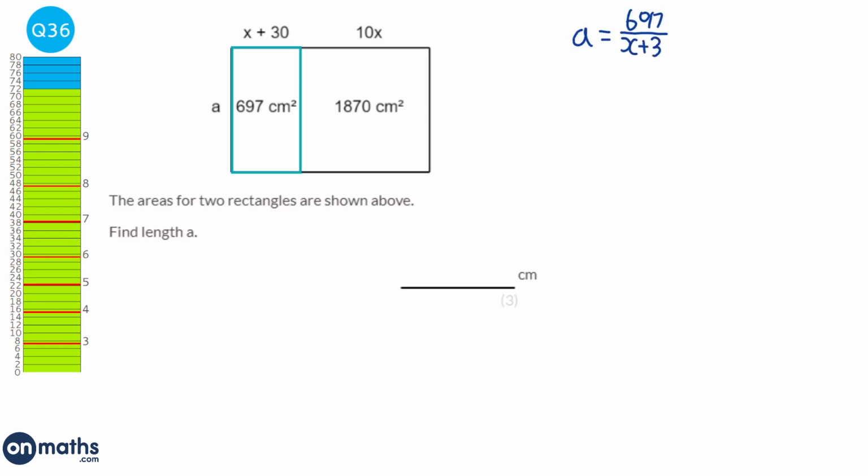Now let's focus on the other rectangle. And this time we have A equal to the area of it, which is 1870, divided by the 10x. Now because both of these are equal to A, we can actually just get both of these fractions equal to each other.